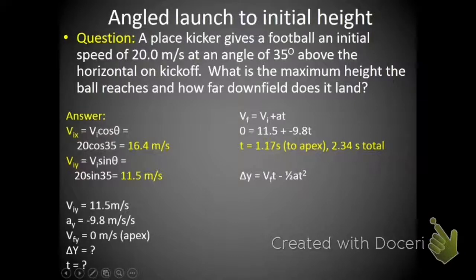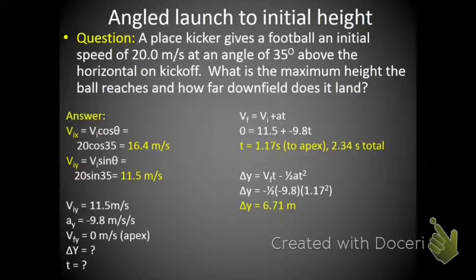Knowing that time, we can now solve for the apex. We can solve what the delta y is, how high it is, using the equation delta y equals Vft minus 1/2 At squared. I choose that equation because since my Vf is 0, it cancels that out and makes it a little easier to solve. Plug in my values, and I find that the ball will rise to 6.71 meters above the ground.